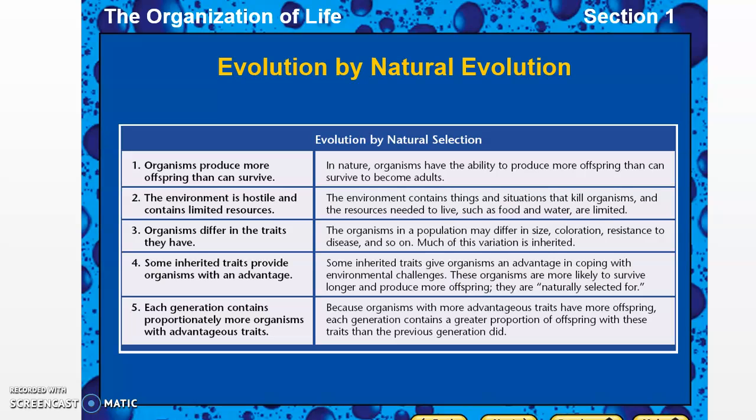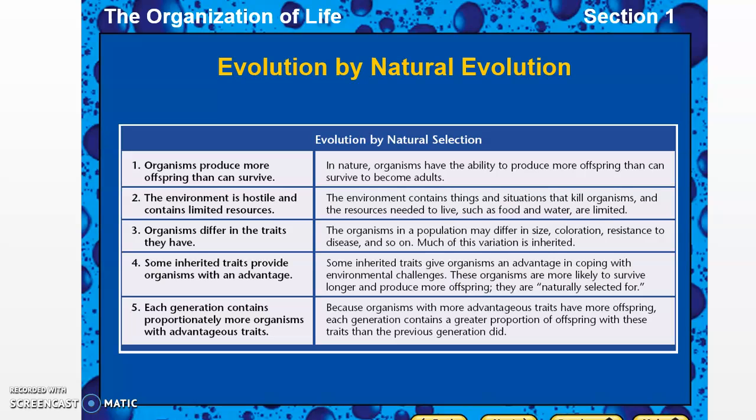Okay, number 2, the environment is hostile and contains limited resources. If organisms and animals are able to just grow and grow and grow and reproduce and have more babies, then what's out there in nature, those resources, they wouldn't be able to support all of those animals. So there has to be a way for them to basically die off and only the stronger ones survive, because if they all survive, there wouldn't be enough food for all of them and they'd all die out anyway.